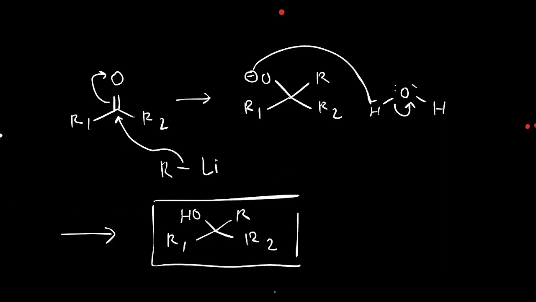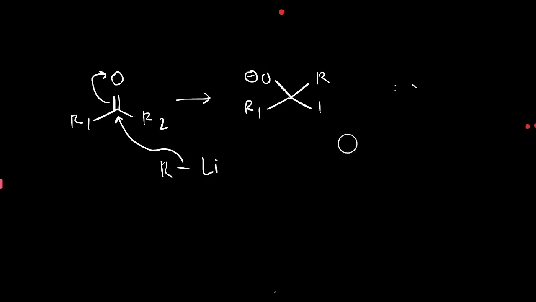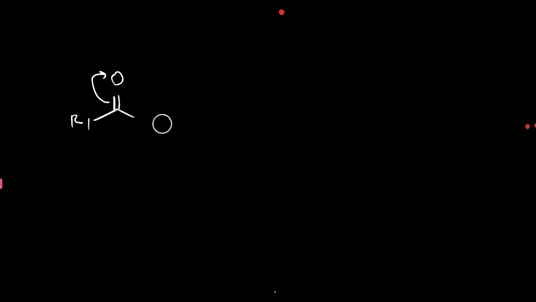Now, take a minute and pause again and try to see if you can figure out the arrow pushing mechanism here for reacting the carbonyl with the Grignard reagent. So I'll assume you gave it a shot. It's very similar again to what we just did. We're going to react this ketone. In this case, it's a Grignard, so we have the R and then MgBr.